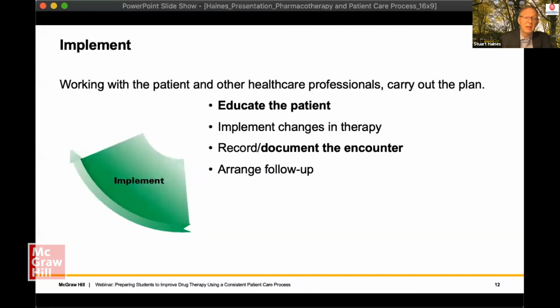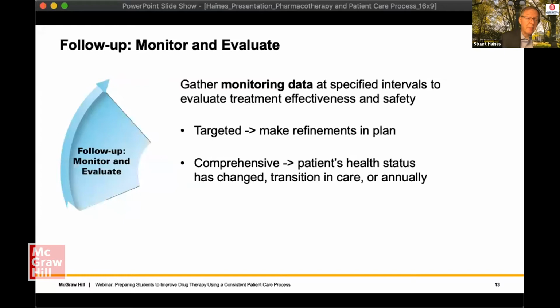And finally, following up. And at the follow-up is paying attention to the data that is expected to be collected. So what is the monitoring data? At what intervals should that be done? Once we've collected that data, we need to make a decision. Do we need to make targeted refinements to the plan? Maybe we don't need to make any changes to the plan. It's working very well. The goals of therapy are being achieved. And if that's the case, that's great news.